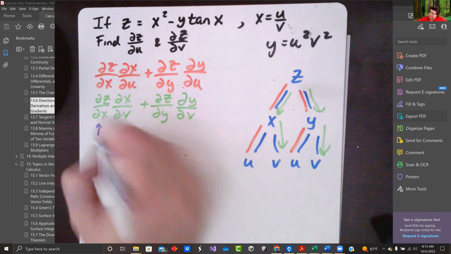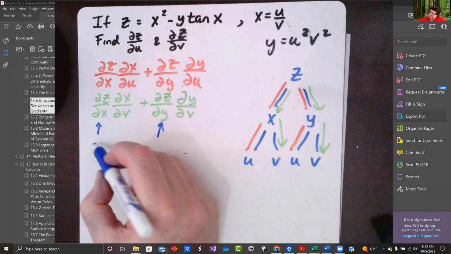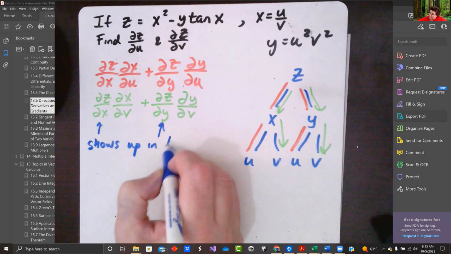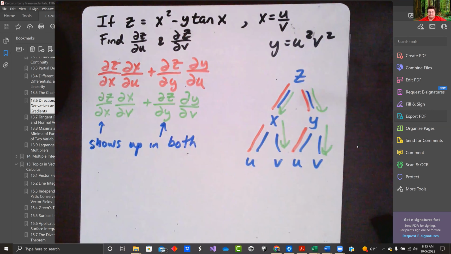These show up in both equations. So you don't need to reinvent the wheel.